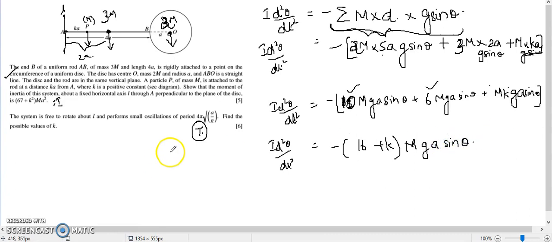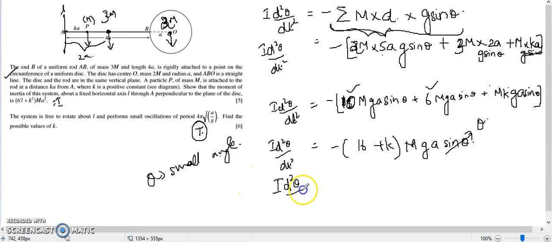Fine. Now before that, theta is taken as a very small angle, because theta is not mentioned. We can take theta as a very small angle and approximate sinθ to θ. So this becomes negative of (16 + k) mgaθ.